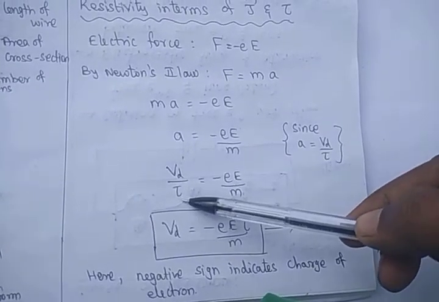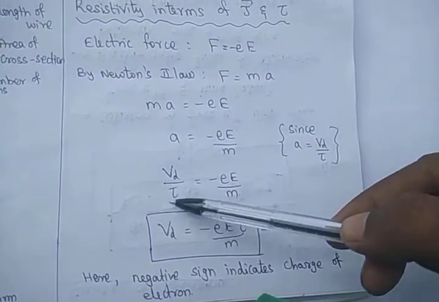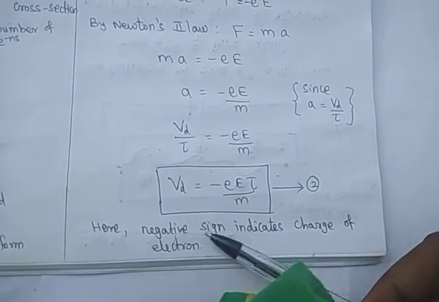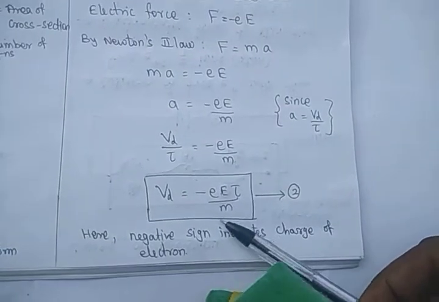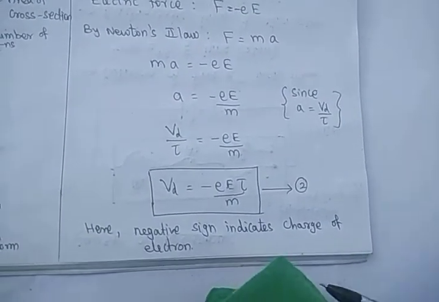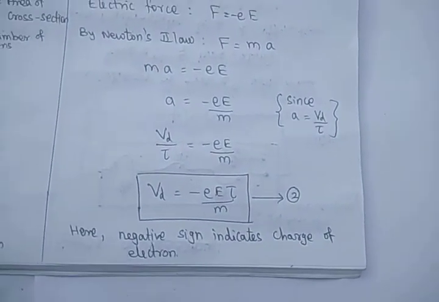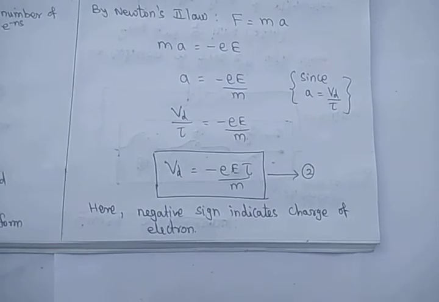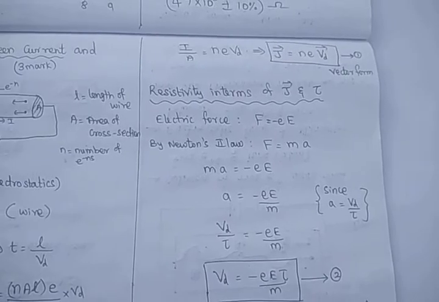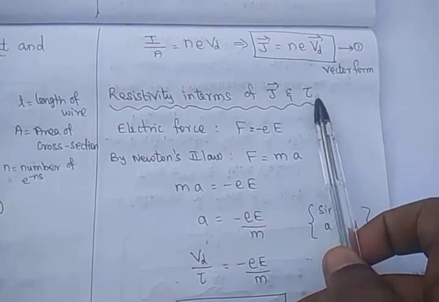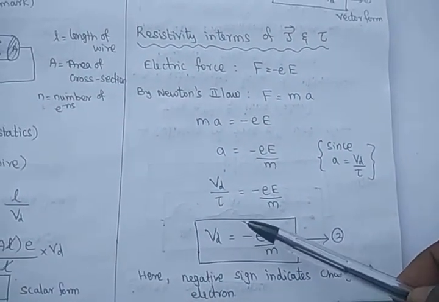So Vd by tau is equal to E by m. Bring this tau here. So the expression for drift velocity is minus E tau by m, where the negative sign indicates the charge of the free electron. So this is the expression for resistivity in terms of J, and we have to continue in the next page.